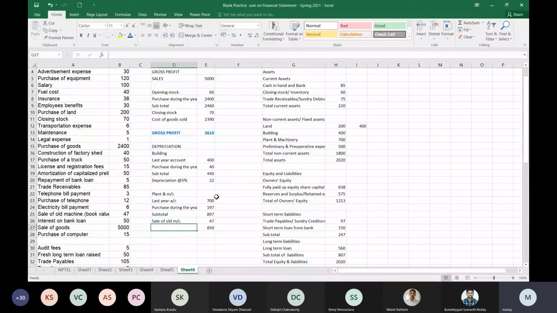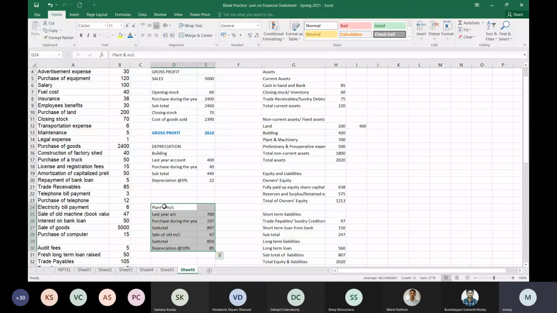So total machines become this. Again subtotal. Now we estimate depreciation on this like this. Depreciation at the rate of 10%, normally 10% we take on a lump sum, is equal to this multiplied by 0.1, which is 85 rupees. So depreciation we got. Now, just a second. I made something in a hurry.